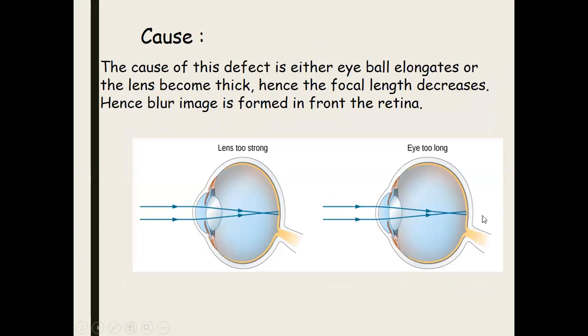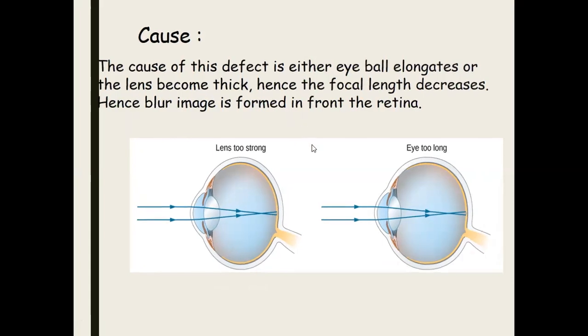Or maybe the eyeball is too long, it elongates, and the lens is correct, it makes the image in the right place, but since the eyeball elongates, again the image is formed in front of the retina, or maybe both can happen to the eye. But how is this defect corrected?